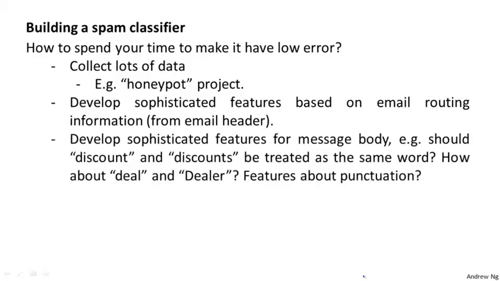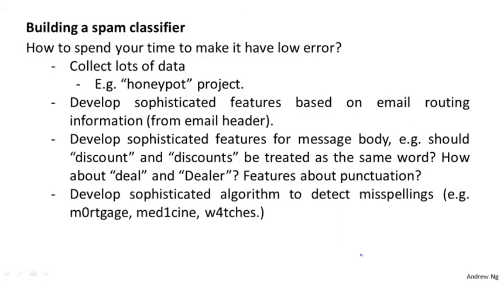Something else you might consider doing is to look at the email message body, that is the email text, and try to develop more sophisticated features. For example, should the word discount and the word discounts be treated as the same word? Or should we treat the words deal and dealer as the same word, maybe even though one is lowercase and one is capitalized in this example? Or do we want more complex features about punctuation, because maybe spammers use exclamation marks a lot more, I don't know.